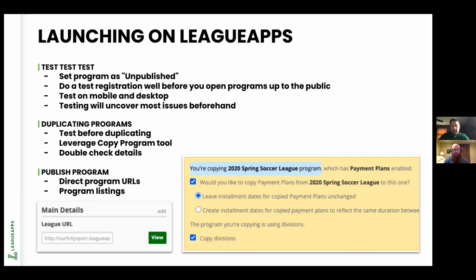And you'll notice I put the test step here before duplicating programs. If you have 100 leagues, create one, test it before you start copying. You don't want to copy that program 99 times and then realize you made a mistake in the first one. So very important to test it.